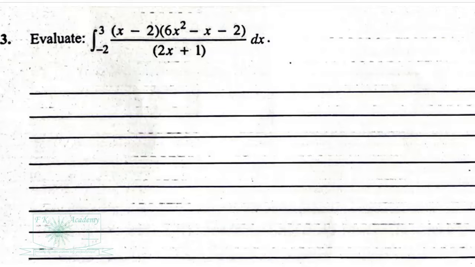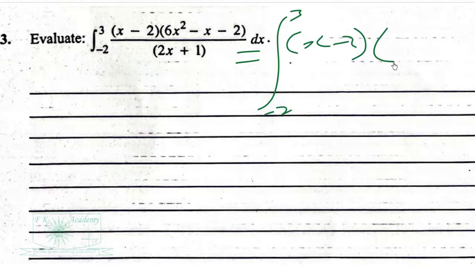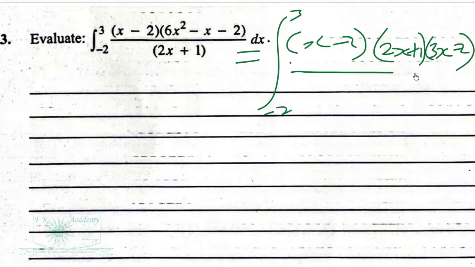Question 3. We are evaluating this here. First, we need to factorize. So when we factorize 6x squared minus x minus 2, we will get (2x + 1)(3x - 2) all over 2x plus 1.